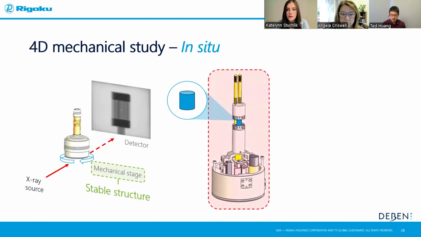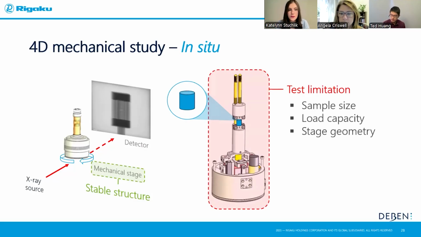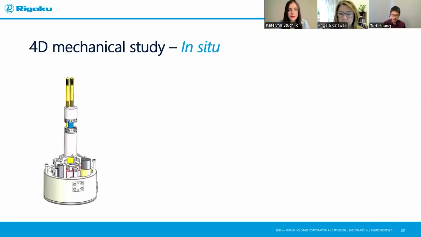But the limitation comes wholly in your setup. Now your setup, the stage you put in there, is a limitation of your test. How big can your sample be? How high can the load be? And what kind of geometry do you have to design to fit into that jig? Now those are your challenges and your limitations. Now let's look at the example, a continuation of my study.